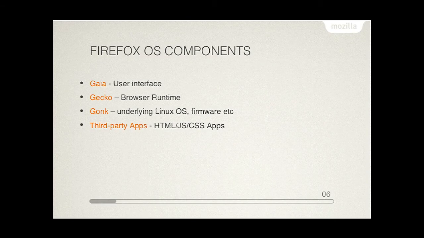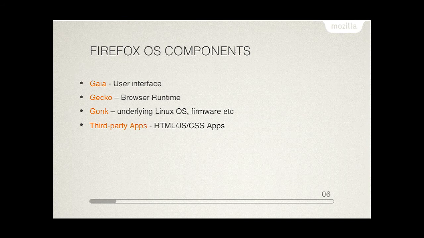Okay, diving straight into what Firefox OS is made up of. There are three basic parts: Gaia, Gonk, and Gecko. Gaia is everything that you see. That's the apps, so the dialer, the SMS, the contacts. It's the home screen, the lock screen, the alert boxes, everything. And that's all written in HTML.